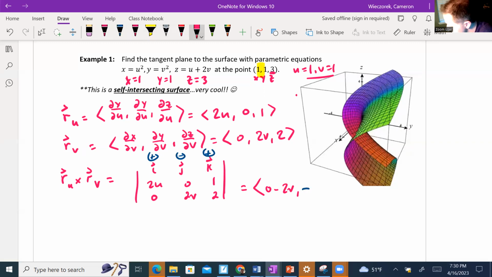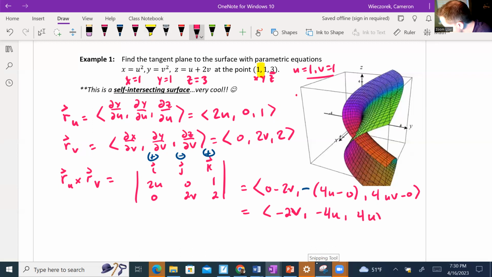So let's make sure we make that negative. We're going to get what? Negative quantity 4u minus 0. And then we end with crossing off first row and third column, we get 4uv minus 0. So this gives me negative 2v, negative 4u, 4uv. Make sure my v's don't look like u's.